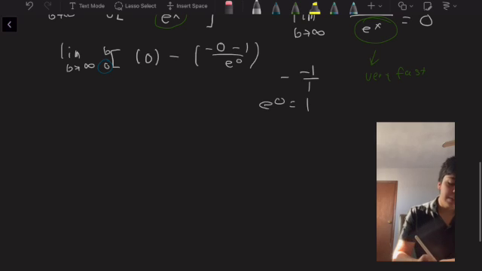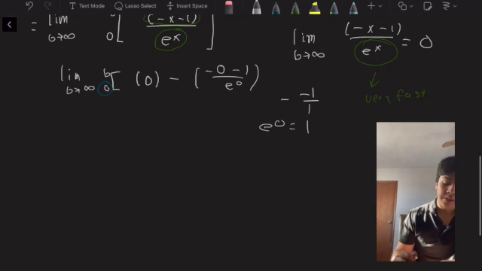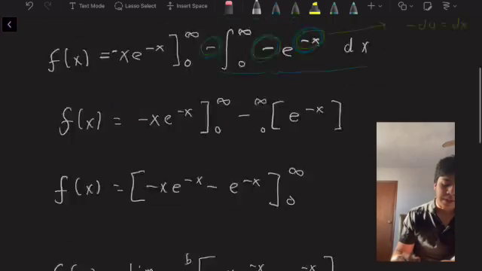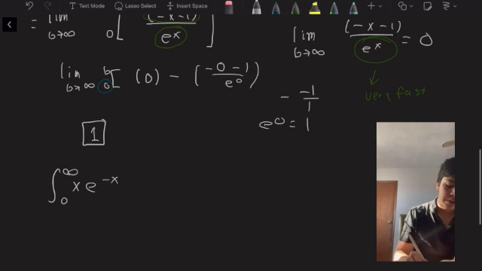Therefore, the final answer is that the integral from 0 to infinity of e to negative x times x dx equals 1. And that is the final solution.